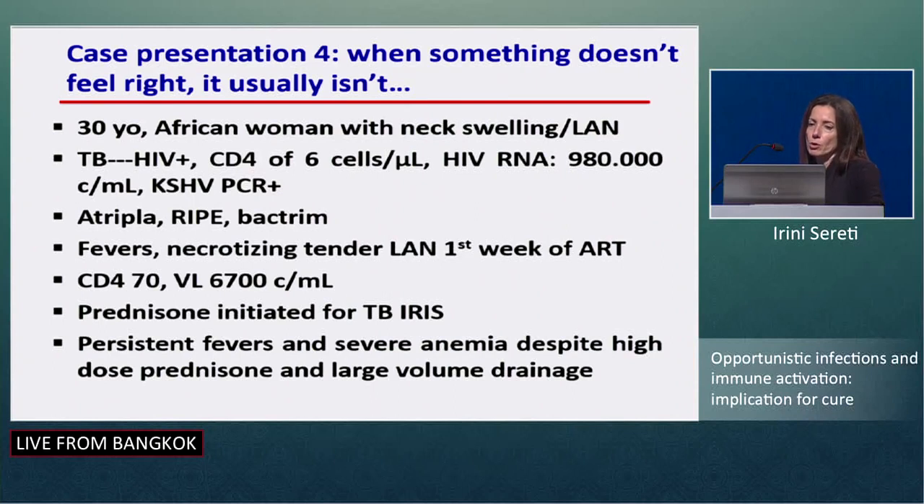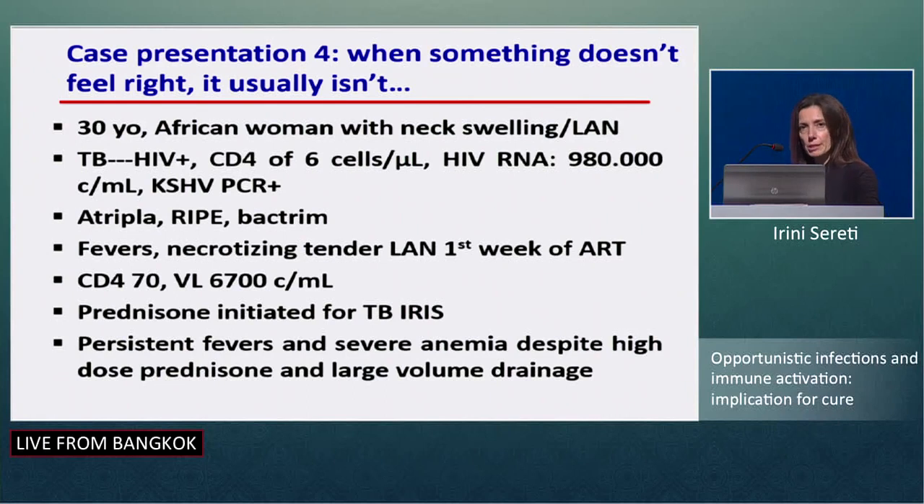And in my protocol, we screen all the MSM or women from Africa for KS herpes virus by PCR at baseline, and she was PCR positive but had no real signs of KS or any lesions. So she was also started on a triple regimen and Bactrim. Very quickly after initiation of therapy, she developed fevers, necrotizing cervical lymphadenopathy, and her CD4 increased very quickly to 70 and viral load suppressed to 6,700.